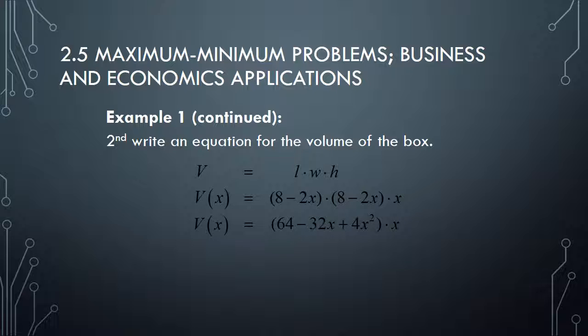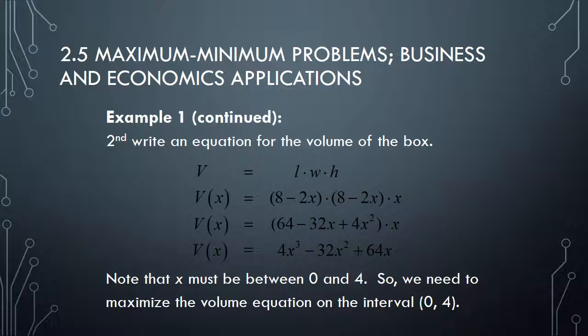They went ahead and squared it here, so we have 64 minus 32x plus 4x squared, times x. And then if you distribute and put everything in descending order, you have that the volume of our box is 4x cubed minus 32x squared plus 64x.